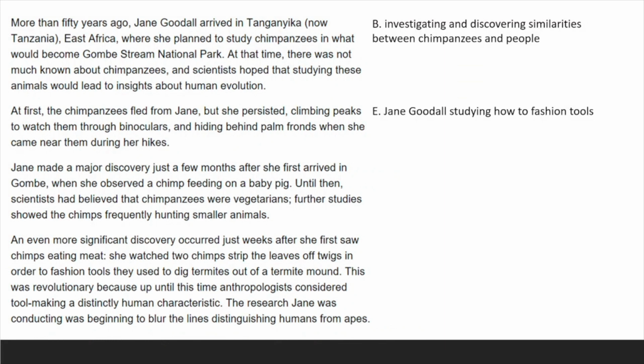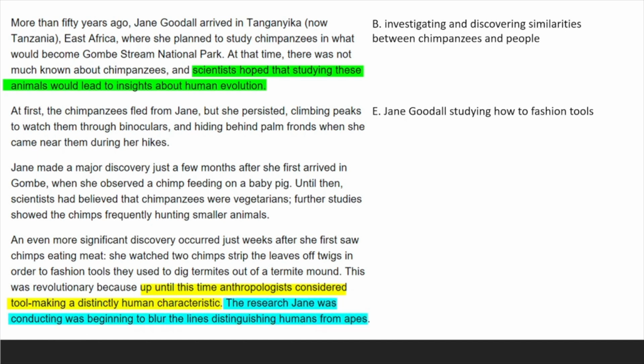Investigating and discovering similarities between chimpanzees and people from answer choice B in the passage is written as scientists hope that studying these animals would lead to insights about human evolution. And up until this time, anthropologists considered tool-making a distinctly human characteristic, and lastly, blur the lines distinguishing humans from apes can all be written in a different way. Test makers can just say that studying is the same as investigating, that discovering similarities is the same as finding out you are not distinct, or the same as blurring lines of distinguishment.